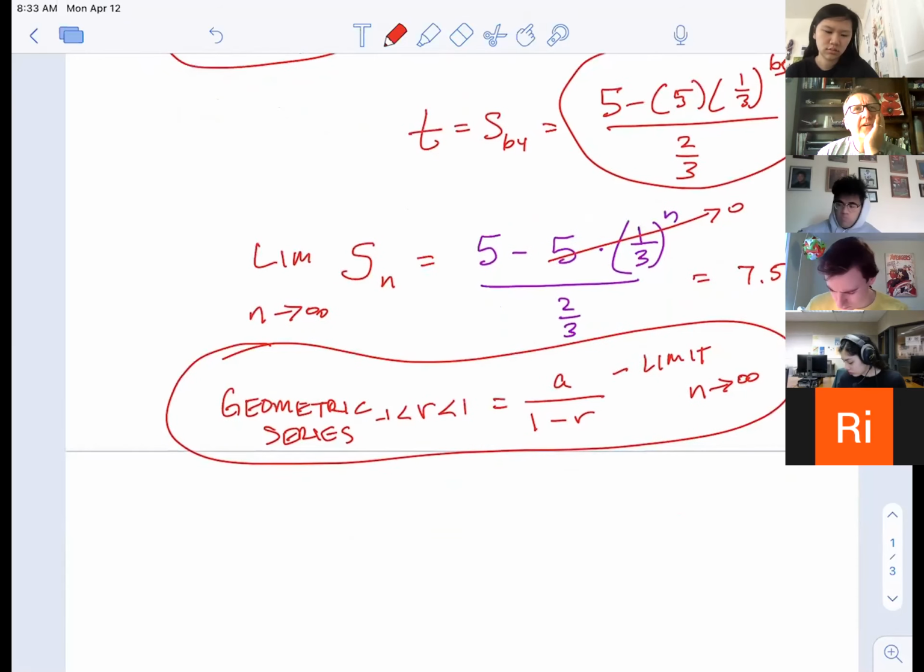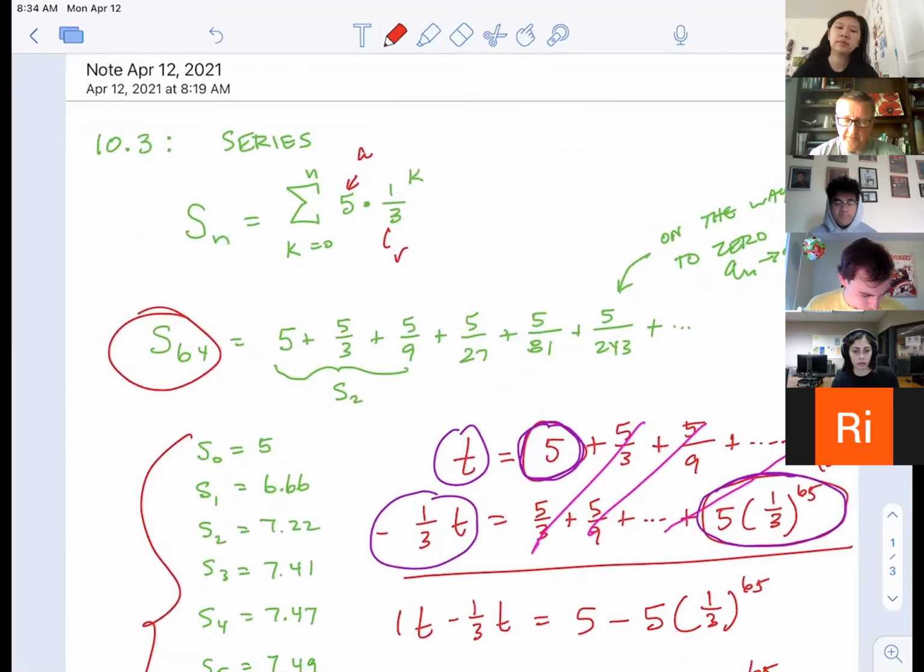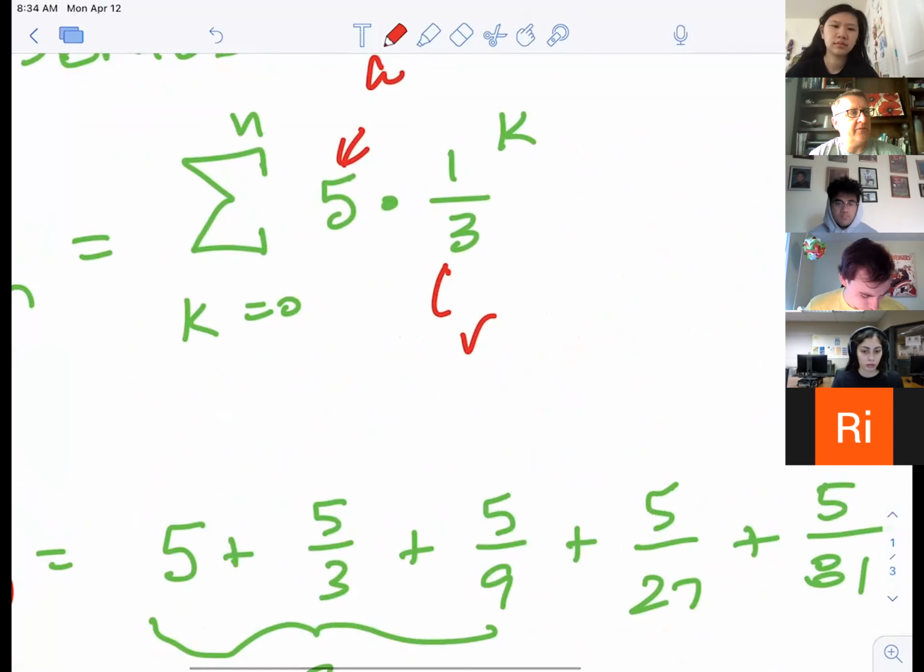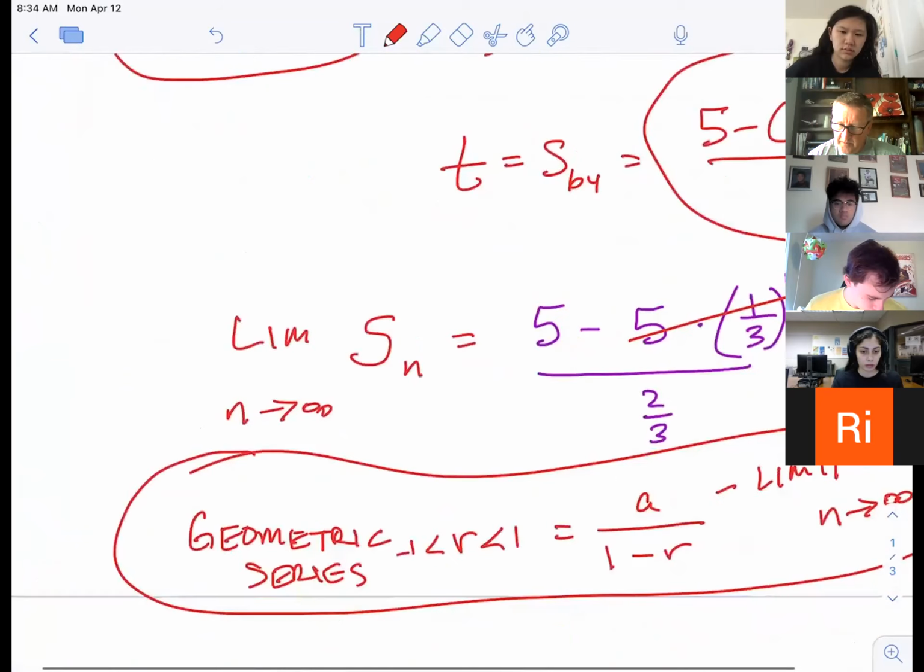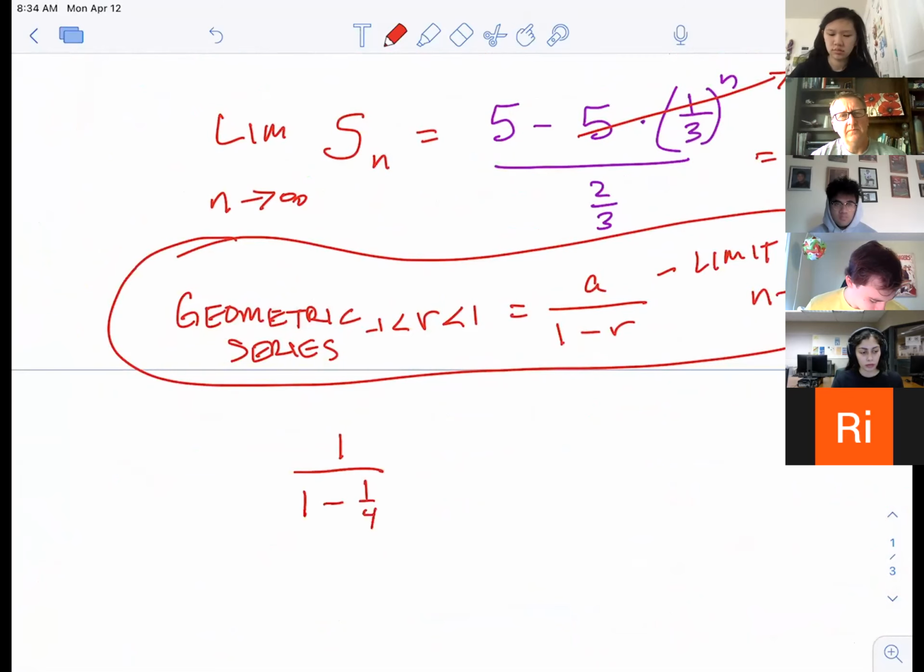So let me just play with that for a second. A second ago, when we did that square problem, it wasn't multiplied by anything. Our R value was a 4th, right? But it was multiplied by 1, like there wasn't a 5 in front of it. It was just 1/4 raised to the k power. So it's kind of like there's a 1 out front. So was the answer to that 1/1 minus a 4th? Isn't that what this formula is saying?